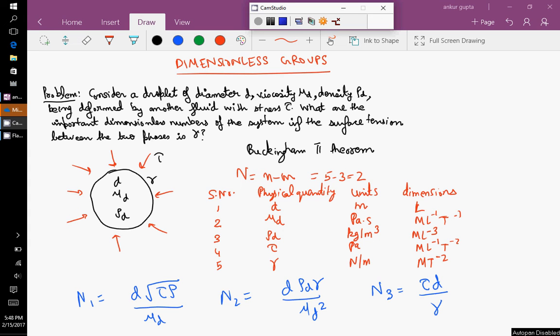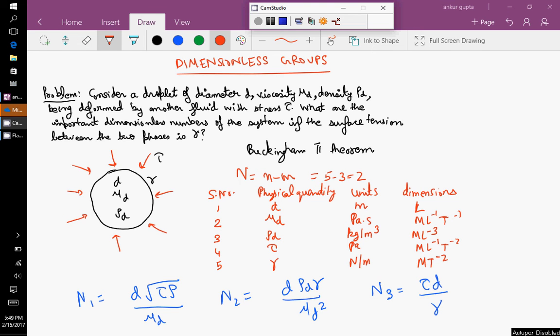So let me first again state the problem for you, that we had a droplet of diameter d, viscosity mu d, density rho d, and was being deformed by an external stress tau, and there's a surface tension between the two phases, and that surface tension is gamma. And again, Buckingham-Pi theorem tells us that there are five physical quantities and three dimensions: mass, length, time, MLT. So there will be two independent dimensionless numbers.